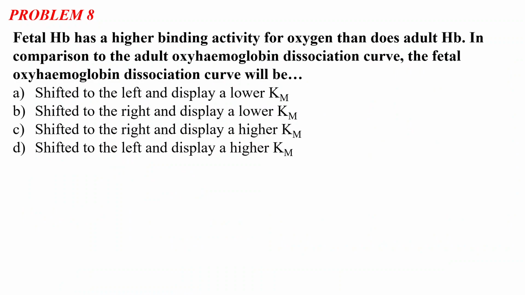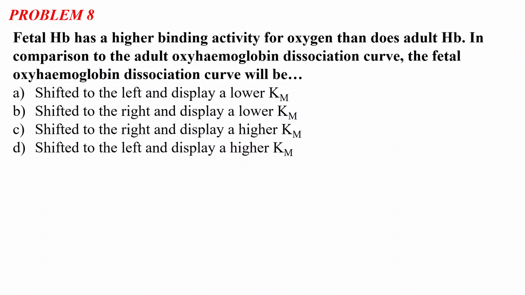Problem number 8 says that fetal hemoglobin has a higher binding affinity for oxygen than adult hemoglobin. In comparison to the adult oxyhemoglobin dissociation curve, the fetal oxyhemoglobin dissociation curve will be: shifted to the left and display a lower Km value, shifted to the right and display a lower Km value, shifted to the right and display a higher Km value, or shifted to the left and display a higher Km value.